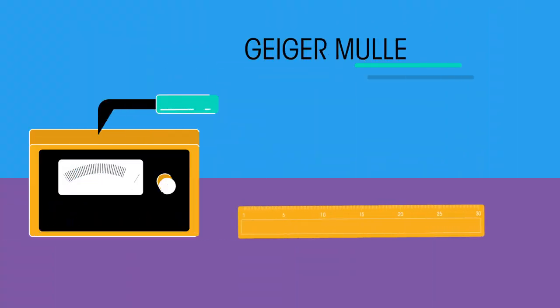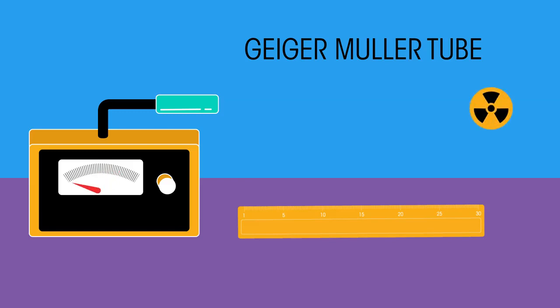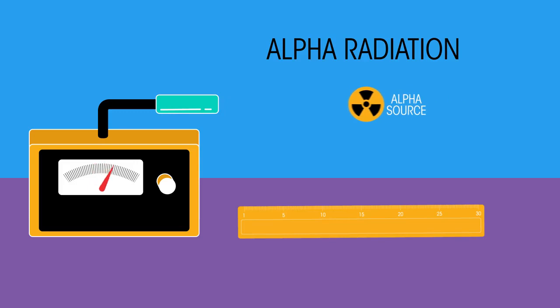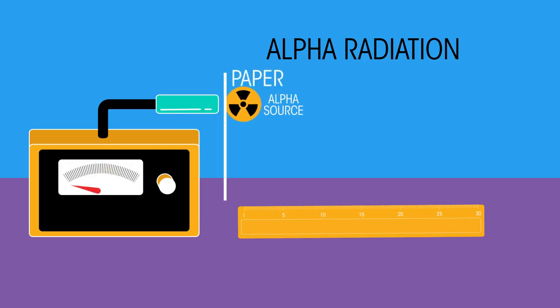We can detect the presence of radiation by using a Geiger-Müller tube connected to a counter. The counter records the number or rate at which radiation passes into the tube. Let us look at alpha radiation first. Addition of paper stops the alpha particles being detected. We can see that alpha particles have a poor penetration in air, and even thin paper can stop it dead.